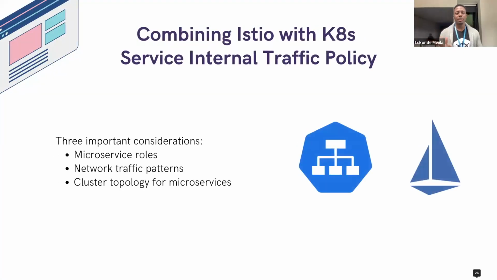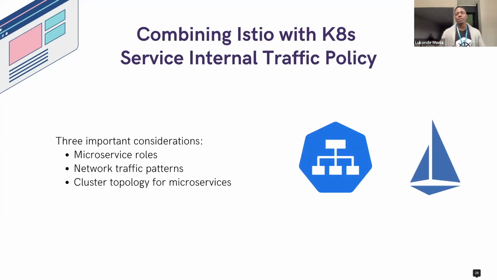Some of you might be thinking, okay, can't we just combine topology-aware routing with the service internal traffic policy? That's not the case. There's a constraint with those particular features at this moment. They can't be used together. So one pattern that I'm going to be proposing is using Istio with the service internal traffic policy. We're going to use Istio to control zonal traffic, and then we're going to use the service internal traffic policy to restrict traffic to a node.